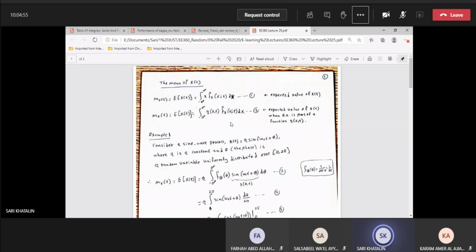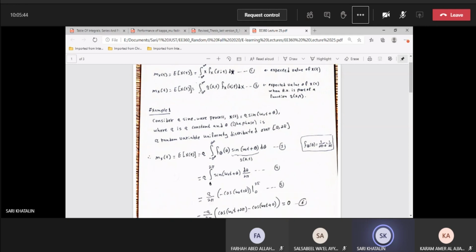So we're going to continue talking today about the mean at the beginning of this lecture, as shown here on the screen. Just to refresh your memory, the mean or the expected value of the random process x of t is given by this equation, which is the integration of x times the PDF of the random process x of t. And if we have a function g, as we did back in chapter 3, we just take the integration of the function itself, g of x of t, times the PDF, as shown in equation 2.